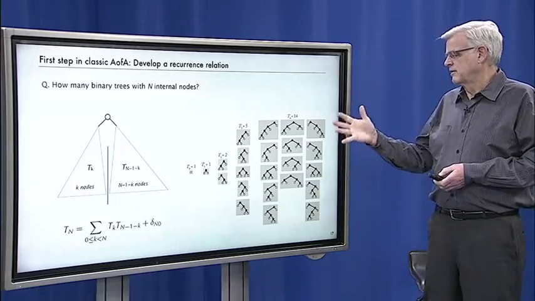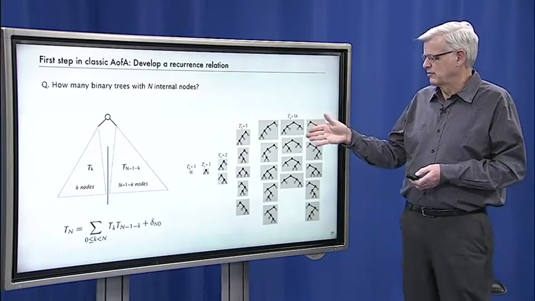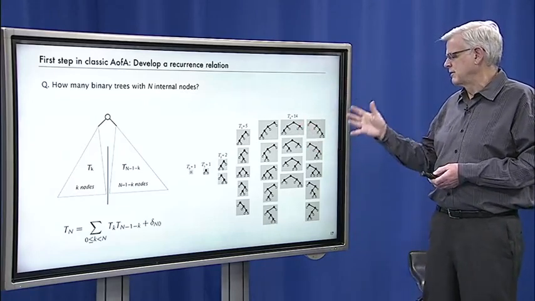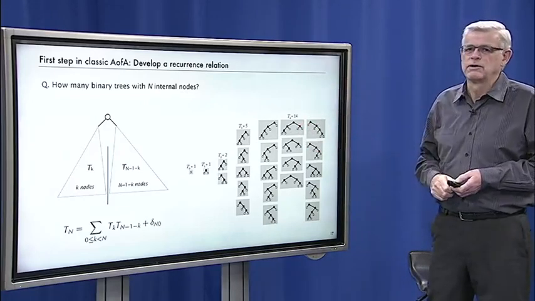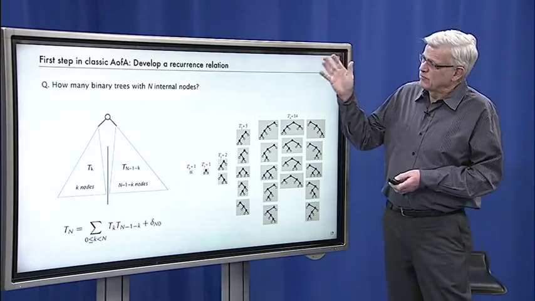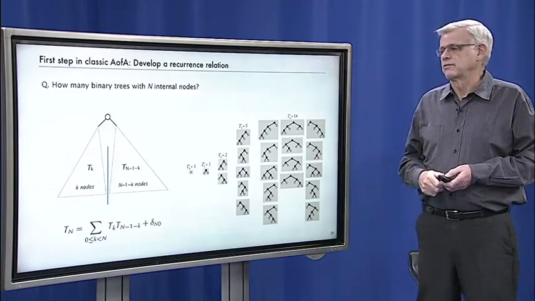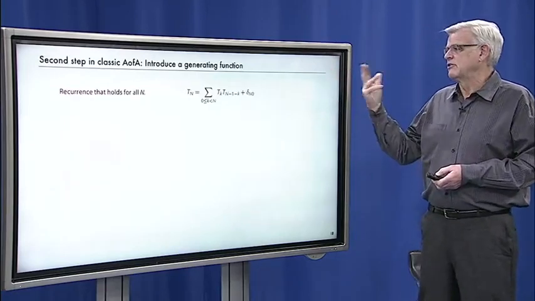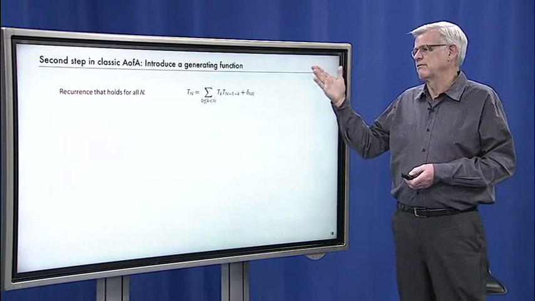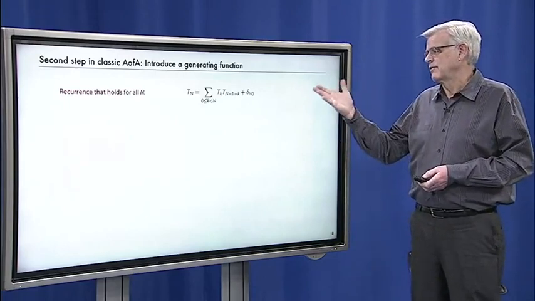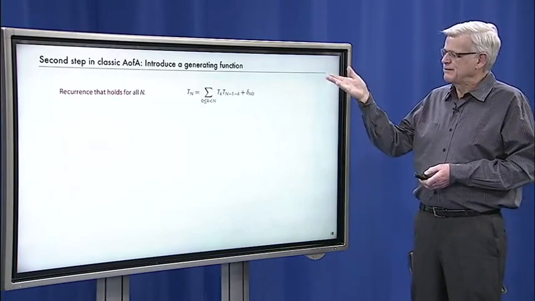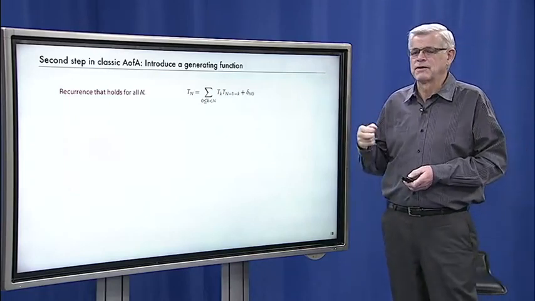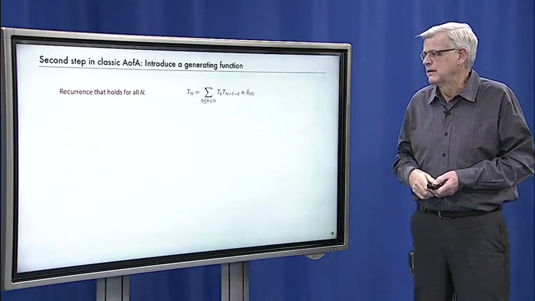And over on the right here are the small cases. It's showing there's one tree with 0 nodes, one tree with 1 node, two trees with 2 nodes, 5 trees with 3 nodes, 14 trees with 4 nodes, and so forth. So that's the first step, develop a recurrence relation. Now the next step is to introduce what's called a generating function to try and solve that recurrence relation. Use that mathematical relationship to try to get an explicit expression for the number of binary trees of n nodes.